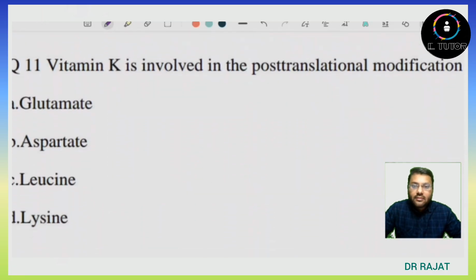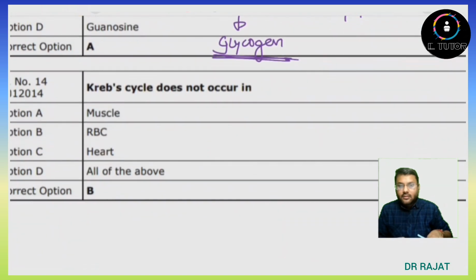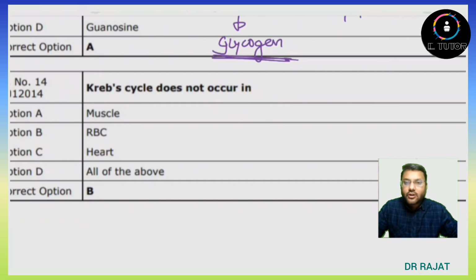Vitamin K is involved in the post-translational modification of. So vitamin K is involved in the post-translational modification of glutamate. Answer will be option number A. Krebs cycle does not occur in. So if we talk about Krebs cycle, then it occurs in mitochondria, and among the following options, RBC do not have mitochondria. So Krebs cycle does not occur in RBC.